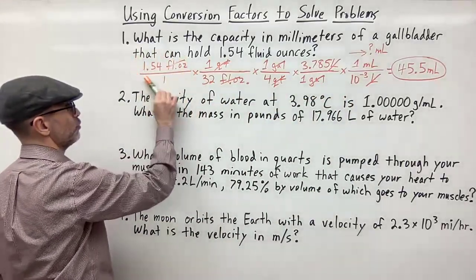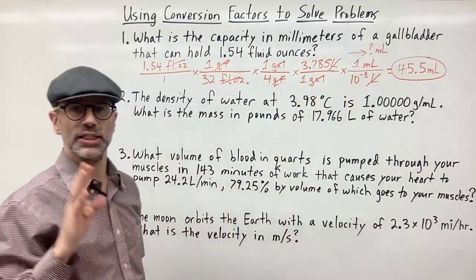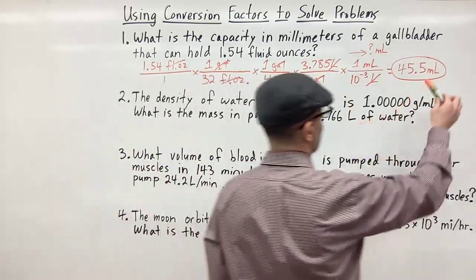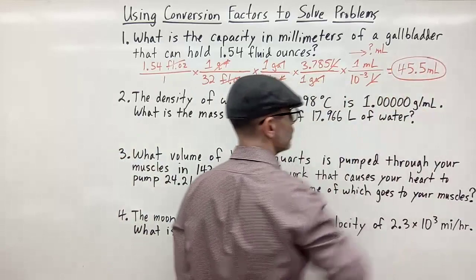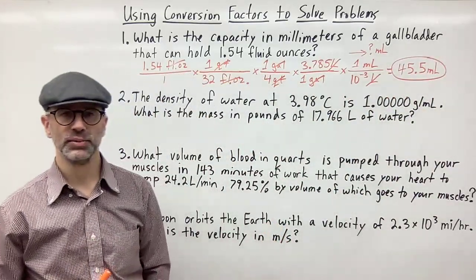So here we have 3 sig figs. Here we have 4. The least number is 3. So therefore, our answer should have 3 sig figs. So that's why it's 45.5 milliliters.